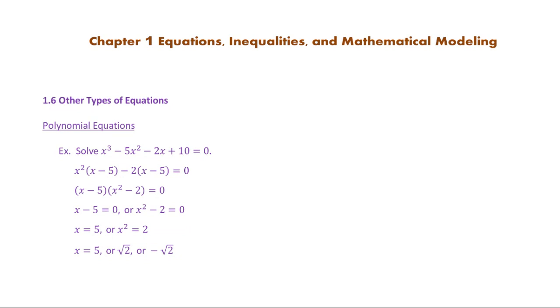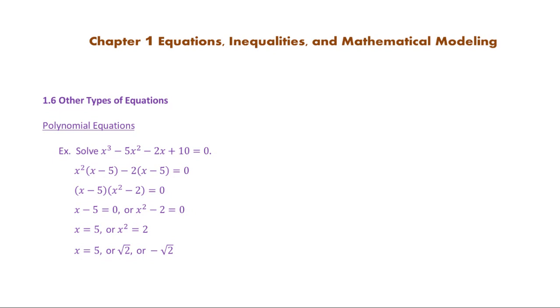So we got two factors, then you just set each factor equal to 0 and solve each of them separately. So x minus 5 equal to 0, you get x equal to 5, and x squared minus 2 equal to 0, you get x squared equal to 2. So then you get two solutions.